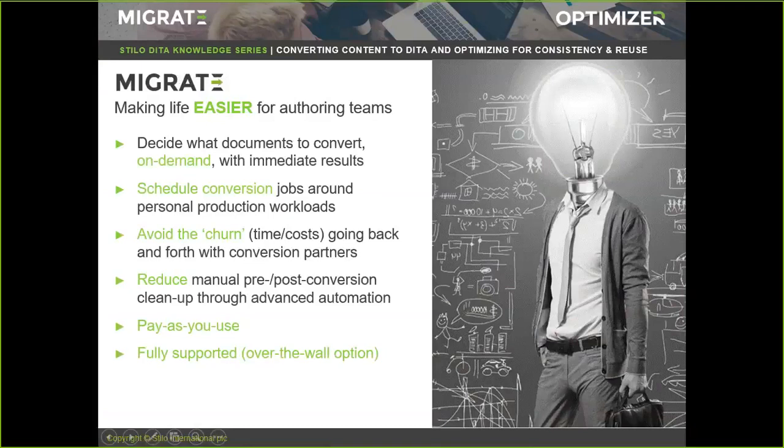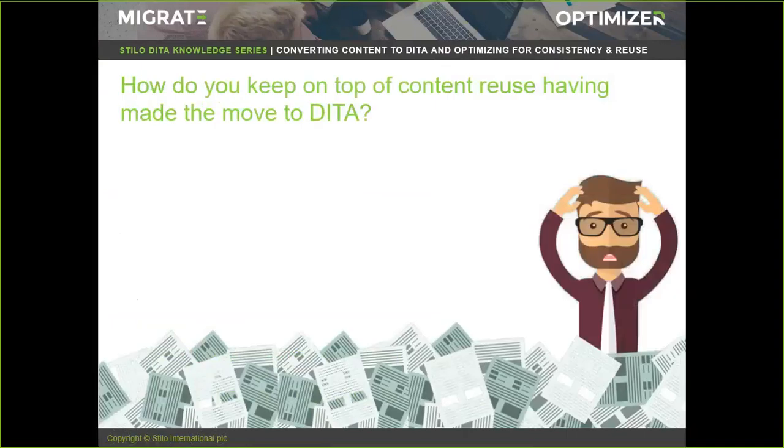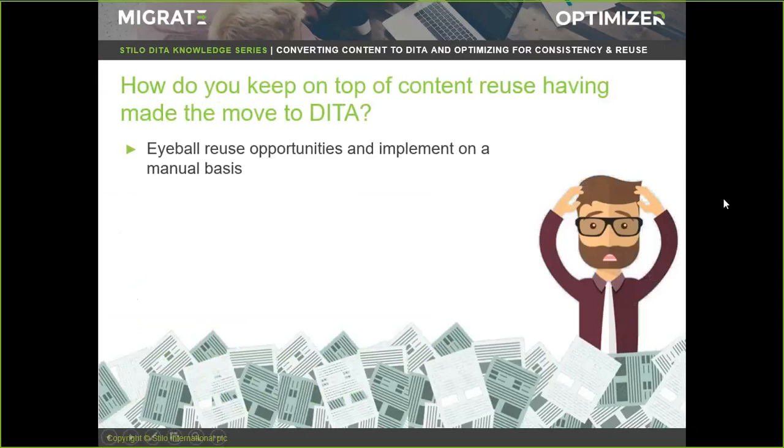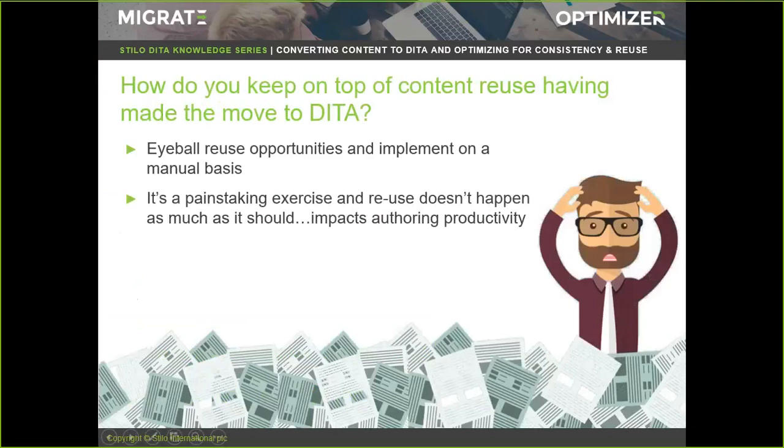Basically, sort of making life easier for the authoring teams, but taking control of conversion projects, and we can come back to this at the end. But basically, I want to talk about once we've migrated the content, how do you keep on top of content reuse, having made the move to DITA? Actually, it's quite hard and quite difficult to do this. What we found in talking to our customers is that really you end up eyeballing reuse opportunities and implementing things on a manual basis. And because it's quite difficult to do that, it's painstaking. And reuse doesn't really happen as much as it should.